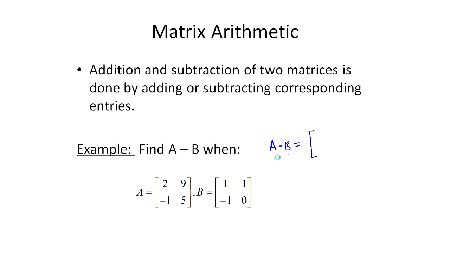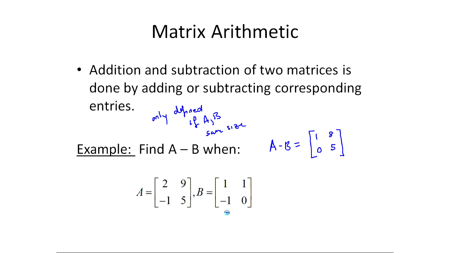So this would be 2 minus 1, 1, 9 minus 1, which is 8, minus 1 minus a negative 1, so 0, and 5 minus 0, which is 5. Notice that this itself is a matrix, and something very important, if you're going to do this, go entry by entry, obviously you're going to need these to be the same size, right? So this would be only defined if A and B are the same size.